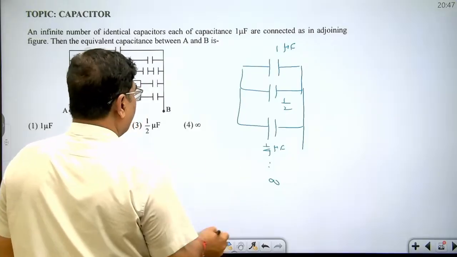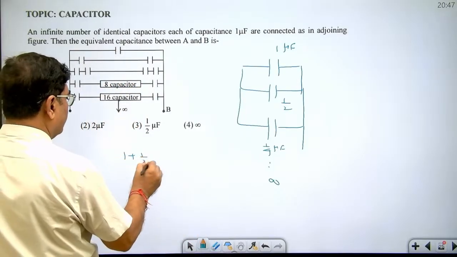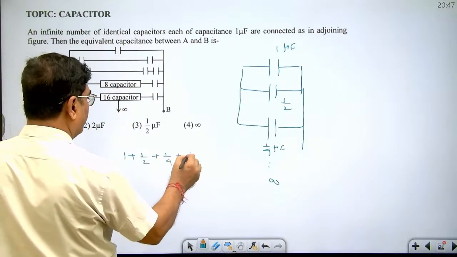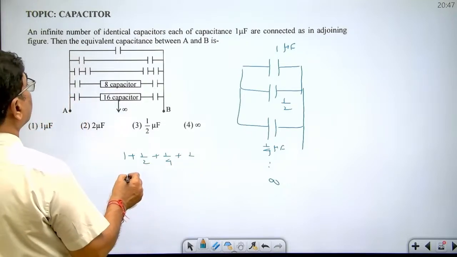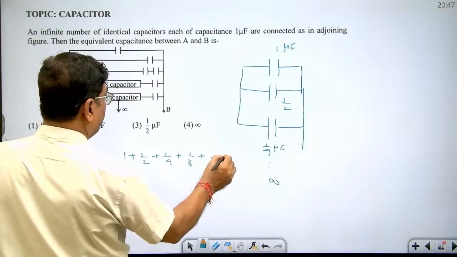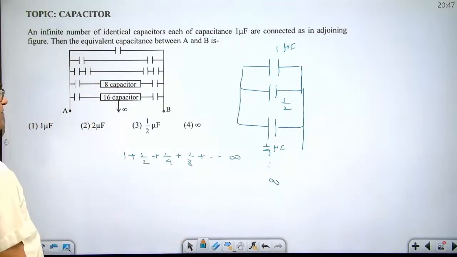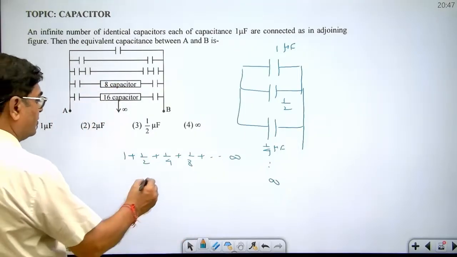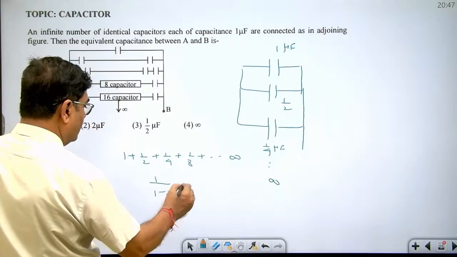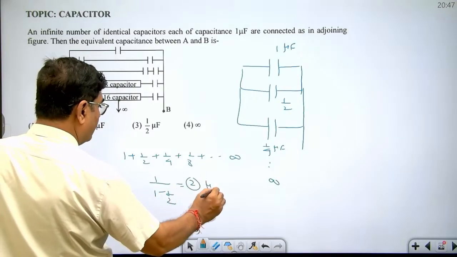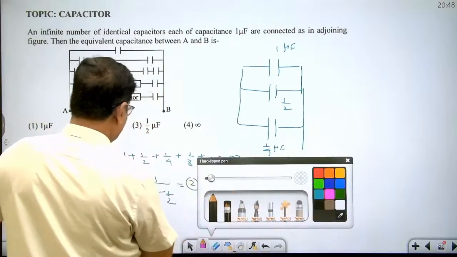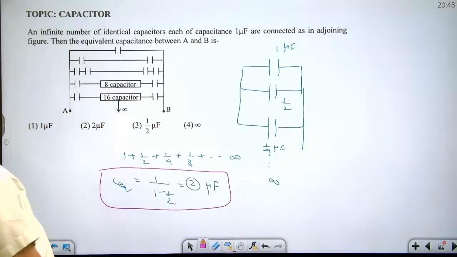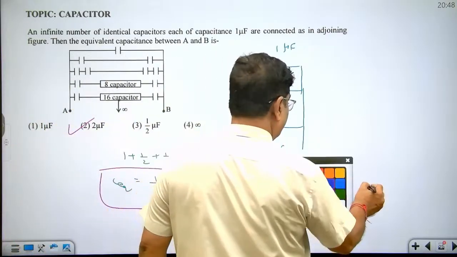In parallel combination, all capacitances will add up: 1 by 2 plus 1 by 4 plus 1 by 8 and so on. So here this is forming a GP with common ratio 1 by 2. So the answer is A upon 1 minus R, which is 2 microfarad. So the answer of C equivalent is 2 microfarad. Okay. So dear student, here option 2 is the correct answer.